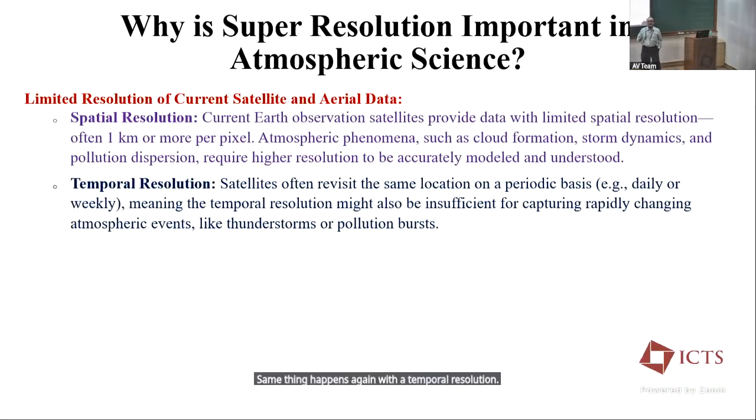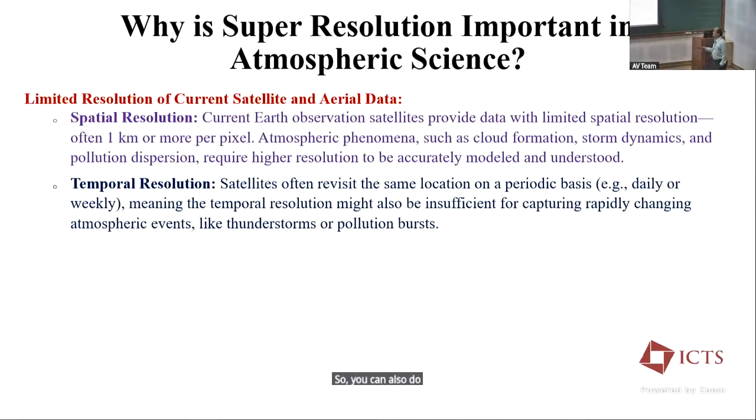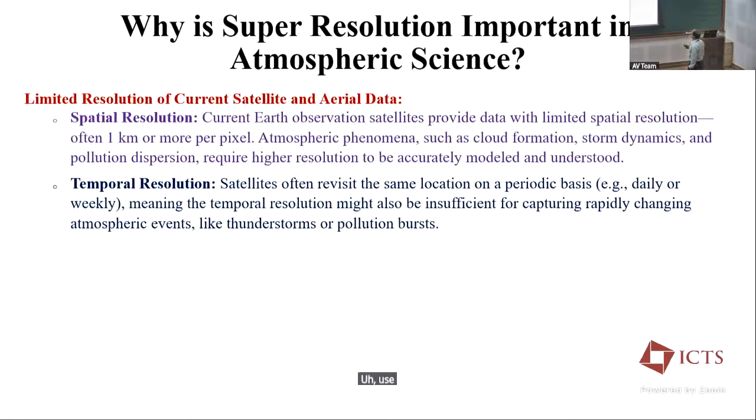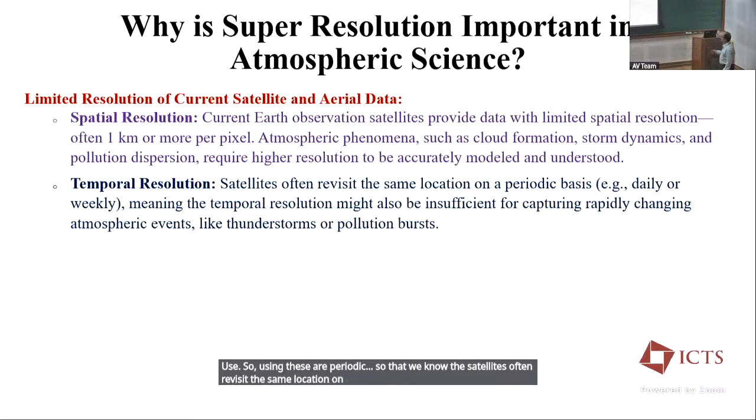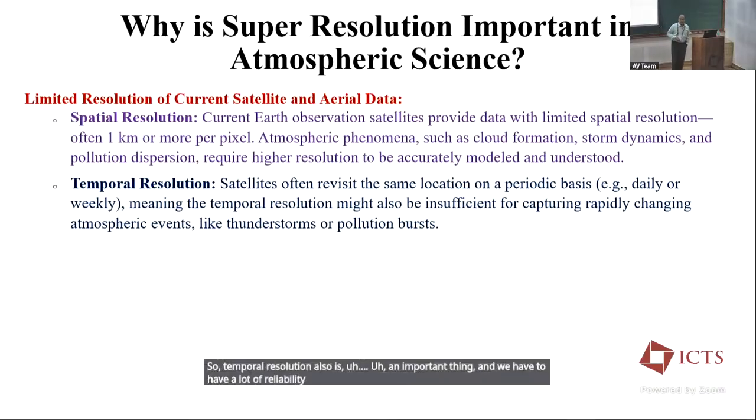The same thing happens again with the temporal resolution. If you have a satellite sending us images, we know the satellite frequency is once in 5 hours, once in 6 hours, once in 24 hours. So you can also do temporal super resolution, which is also a topic people use. Satellites often revisit the same location on a periodic basis, daily, weekly. So temporal resolution is also an important thing, and we have to have a lot of reliability if we have temporal resolution being built in.